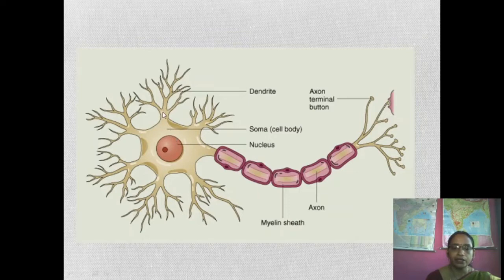And here you can see so many hair-like structures. They are called dendrons. The dendrons are again branched, and a number of branches are there. These branches are called dendrites. Here is one of the longest parts of this nerve cell. This part is known as the axon.